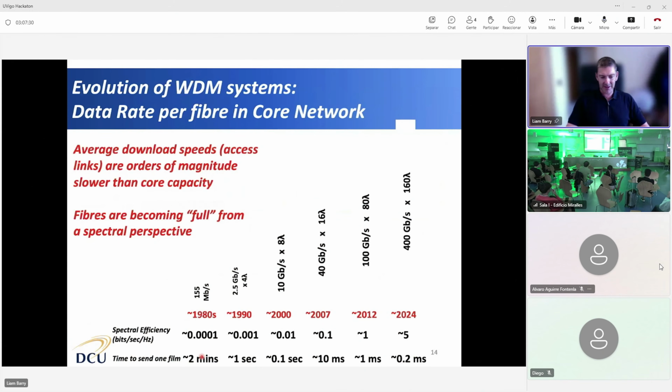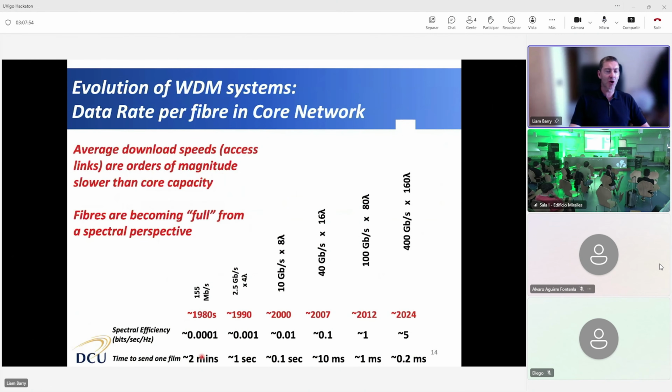And then at the bottom, I started talking about the time it maybe takes to send a film over the internet. You can gradually see how that's greatly reduced over the last number of decades. Remember that the average download speed that you get, say, on your phone or at home, is orders of magnitude slower than the core capacity. So I'm talking about the capacity in our core fiber networks that form the backbone of the internet.